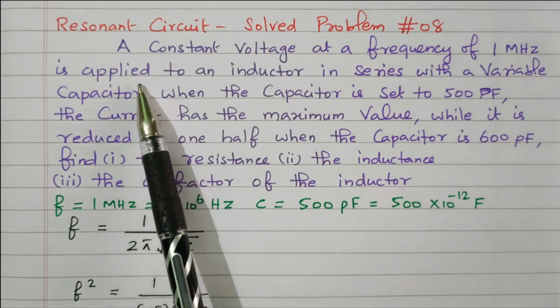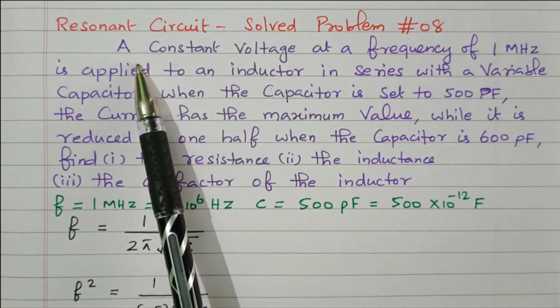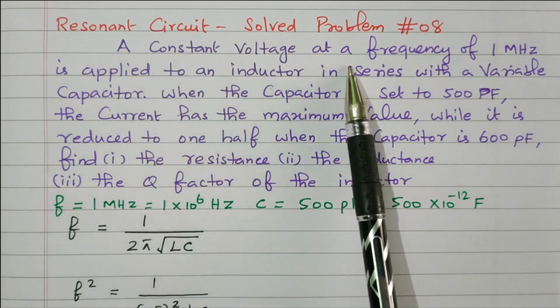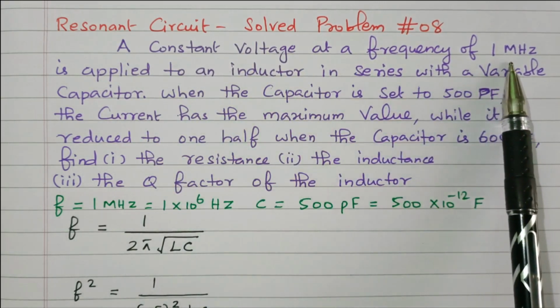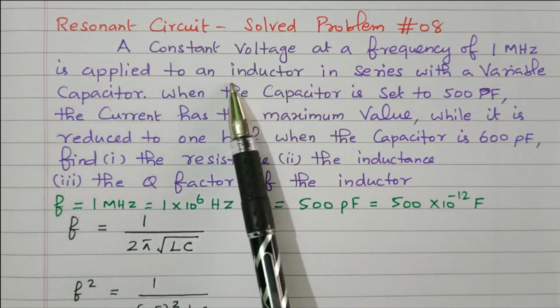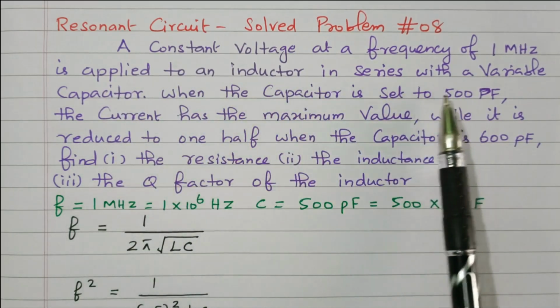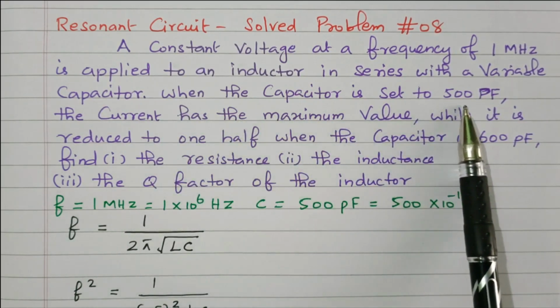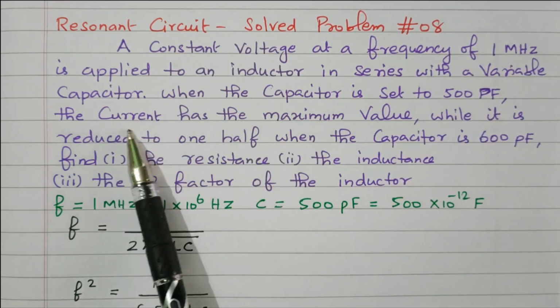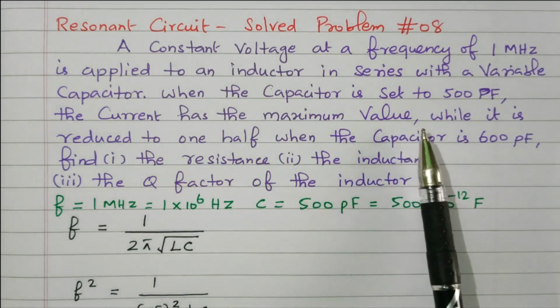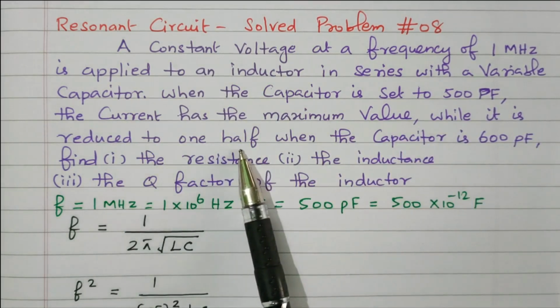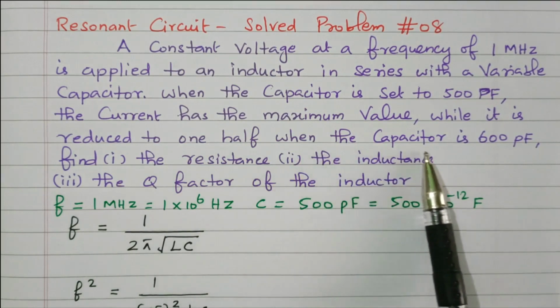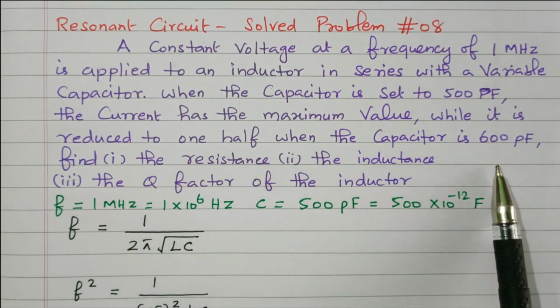Now we'll go to the topic. You see the statement of the problem. A constant voltage at a frequency of 1 megahertz is applied to an inductor in series with a variable capacitor. When the capacitor is set to 500 picofarad, the current has the maximum value, while it is reduced to one half when the capacitor is 600 picofarad.